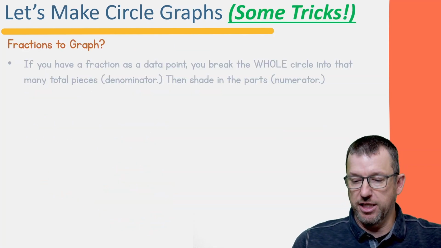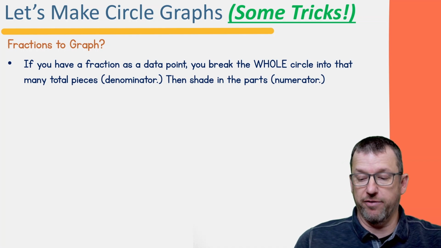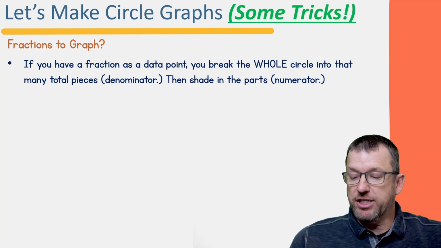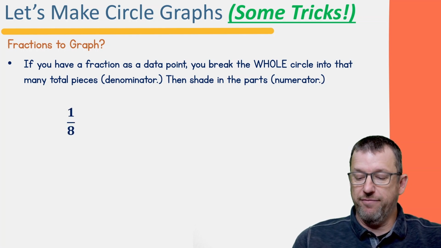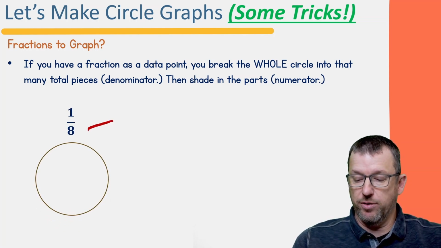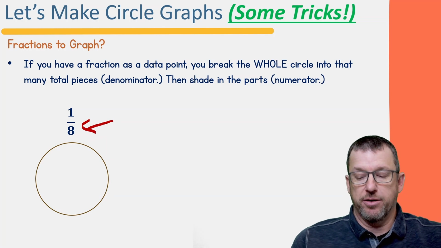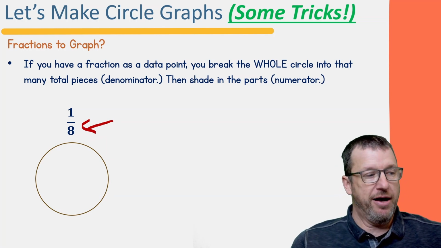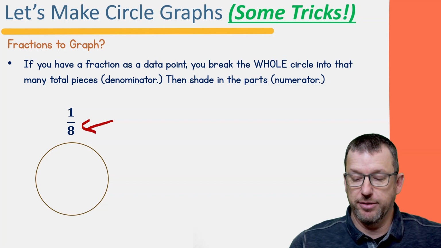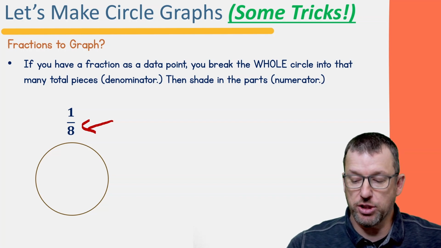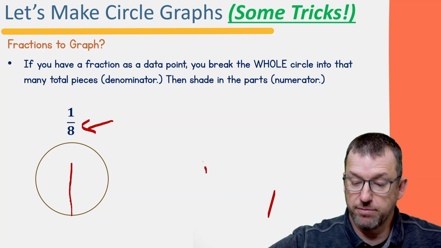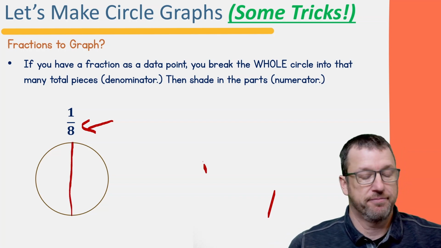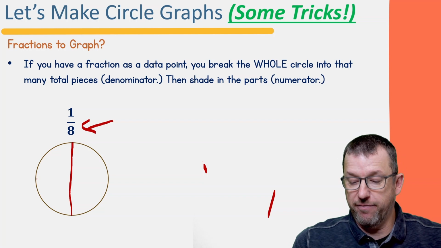Okay, so just a little bit more practice dealing with these, because then we have to make our circle graph, right? If you have a fraction as a data point, you break the whole circle into the total pieces. So when we have a circle and it's 1/8, we're going to break that whole circle into eighths. If you have an even number, you can start off by cutting it in half first. So there's our half. And then we can cut those halves in half by going the other direction.